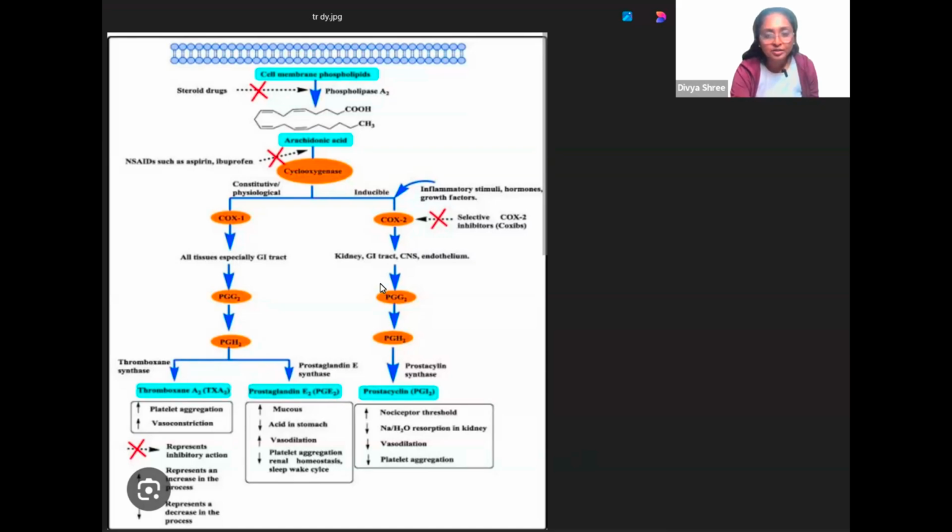Secondly, you can give prostaglandin synthetase inhibitors. As you can see, this phospholipid will give rise to arachidonic acid. Arachidonic acid is then metabolized by cyclooxygenase, which causes release of prostaglandins, prostacyclins, and thromboxane A2. This cyclooxygenase enzyme can be inhibited by drugs like NSAIDs, for example ibuprofen and mefenamic acid. Thus, it will decrease the production of prostaglandins.